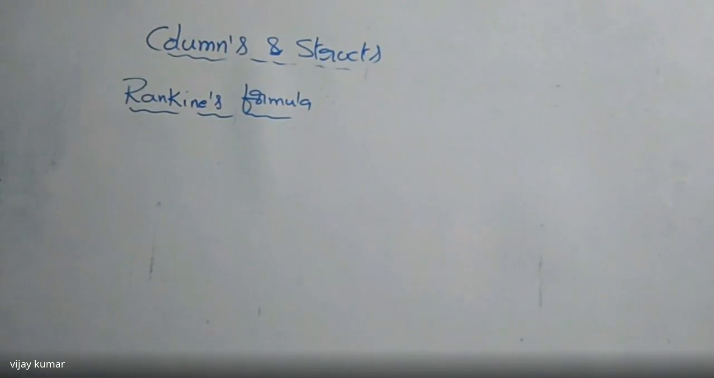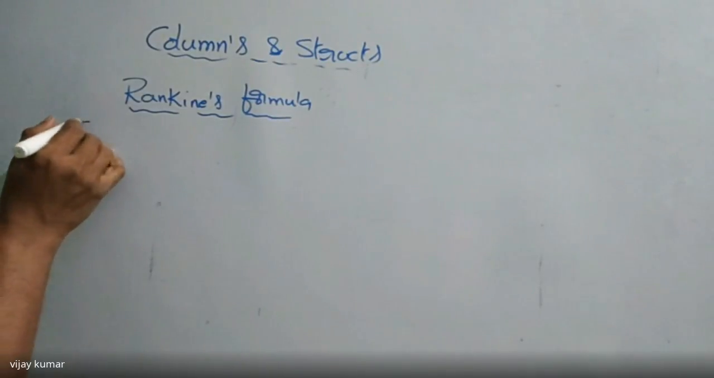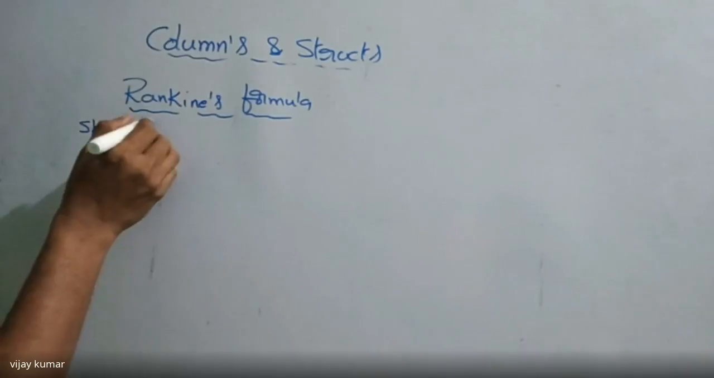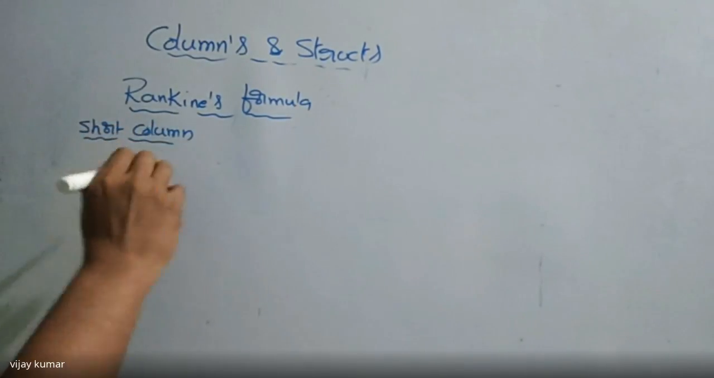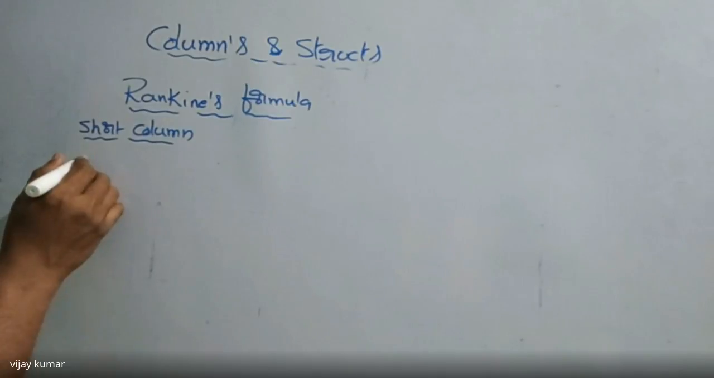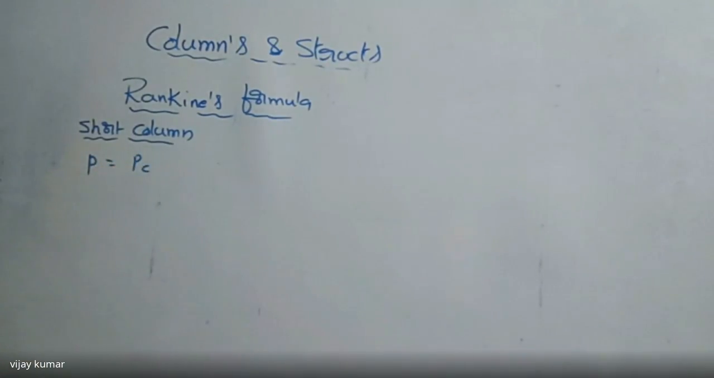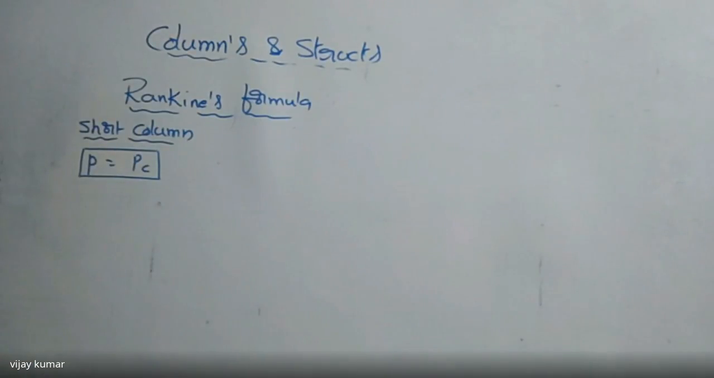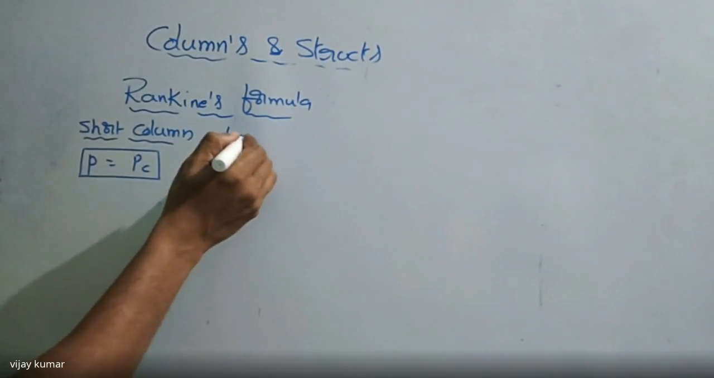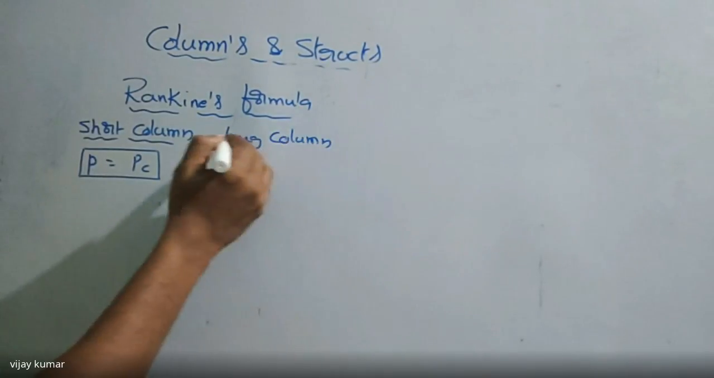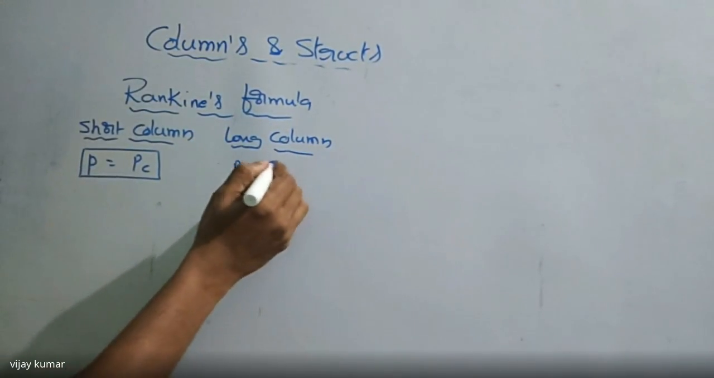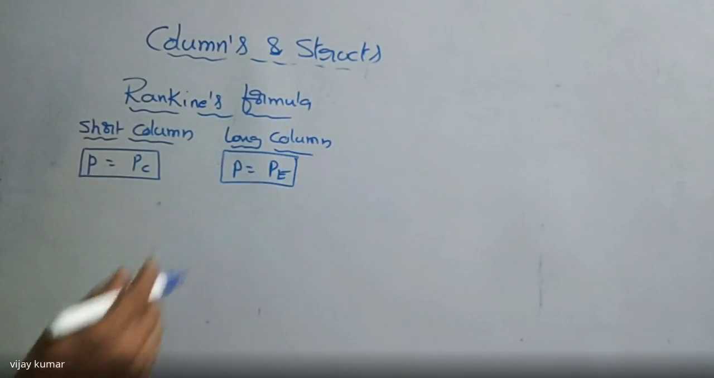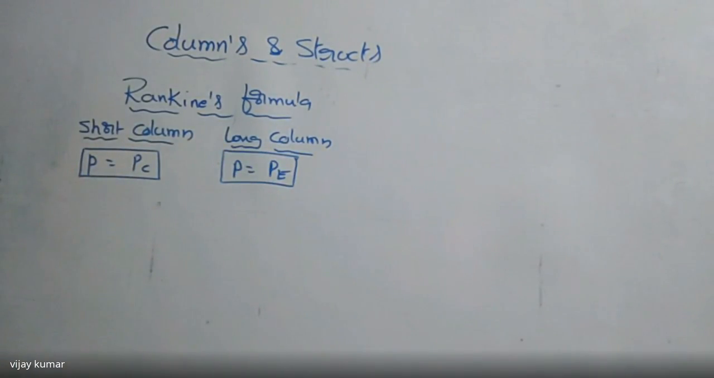So according to Rankine's formula for a short column, I am writing P is equal to PC. Then I am writing this formula directly. For a long column, P is equal to PE. So it is clear that the crushing load is the critical load on the short column, and the buckling load is the critical load on the long column.